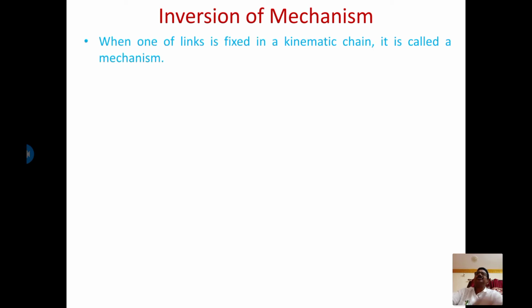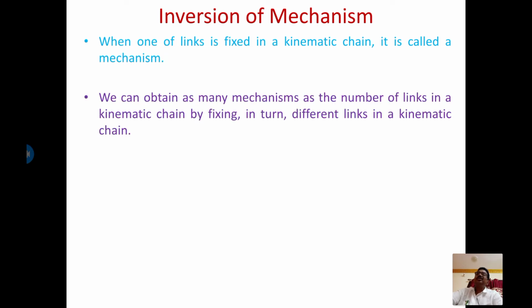Now what is inversion of mechanism? When one link is fixed in a kinematic chain, it is called a mechanism. So any one link fixed is called a mechanism. By fixing different links at different times, you will get different mechanisms. That process is called inversion of mechanism.